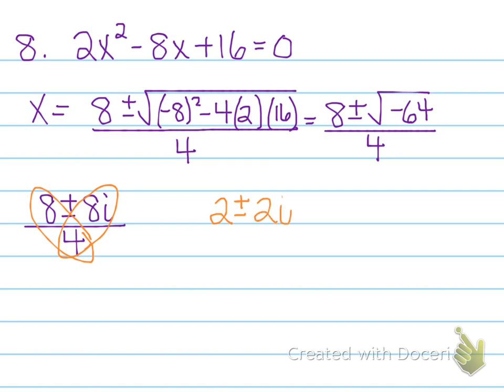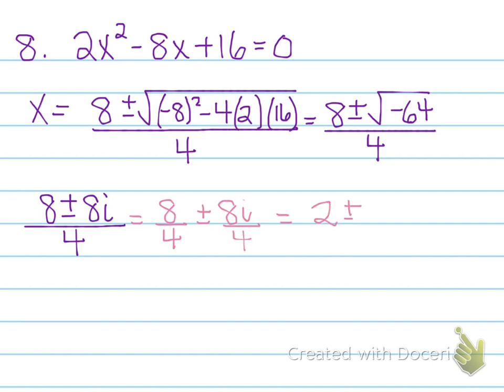So you can do it that way, or you can break it up and say, okay, well, this equals 8 divided by 4 plus or minus 8i divided by 4, which equals 2 plus or minus 2i. However you would like to do it, it doesn't matter to me, but sometimes when you do it this cross way, you forget to divide them both by 4, so you just have to keep that in mind.